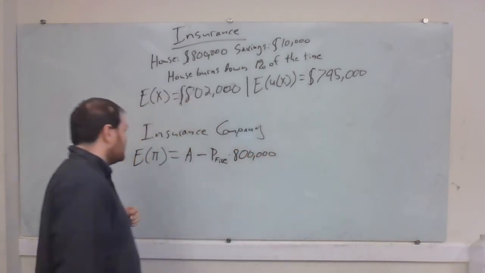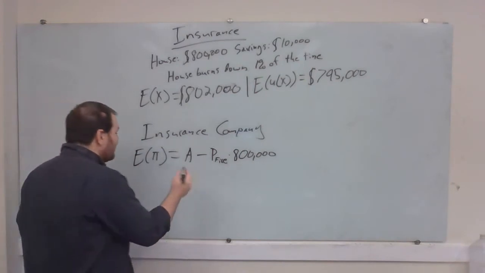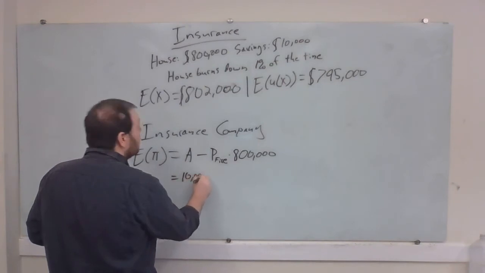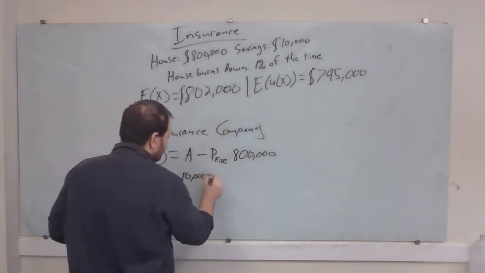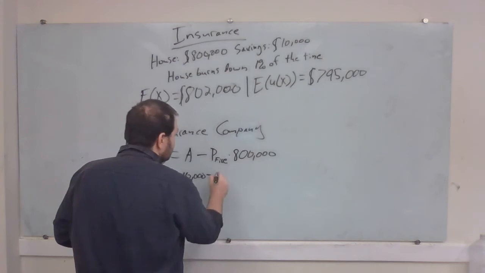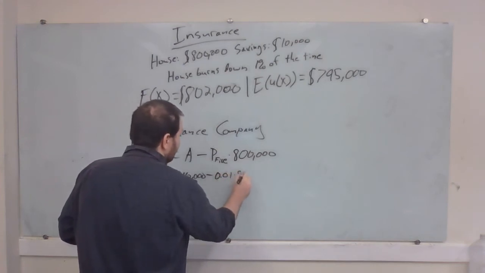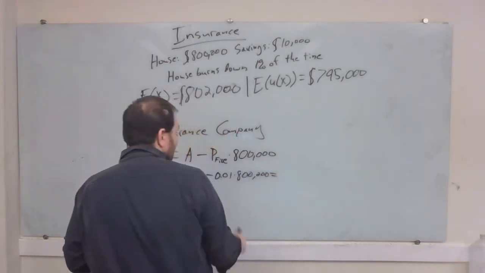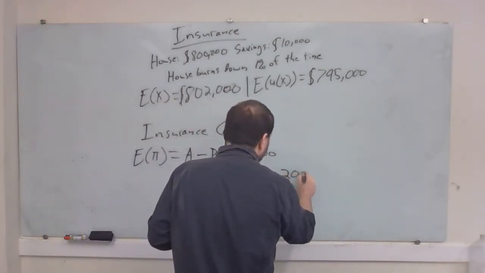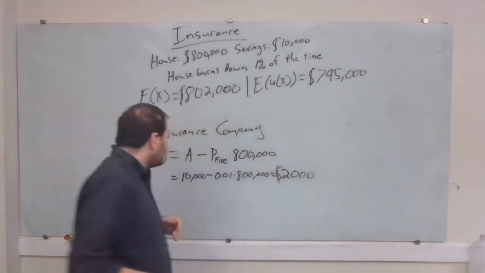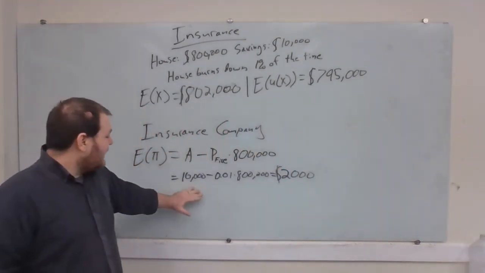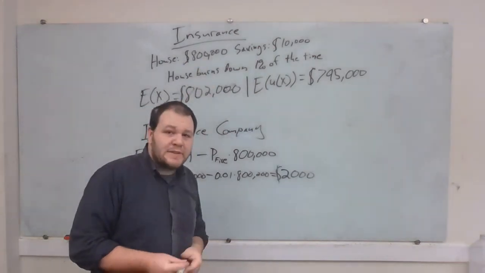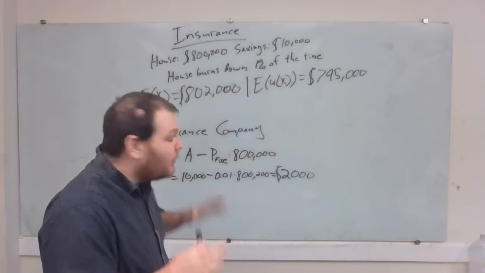Right, the value of their insurance. And so let's say, for example, that I had a premium of $10,000, which the customer is willing to pay. Then I would say $10,000 minus 0.01 times $800,000 is going to be 10,000 minus 8,000, which is $2,000. So the insurance company would be very, very happy to offer me that: I'll pay them $10,000 a year, and they'll give me $800,000 if my house burns down. And then I'll be fully insured.